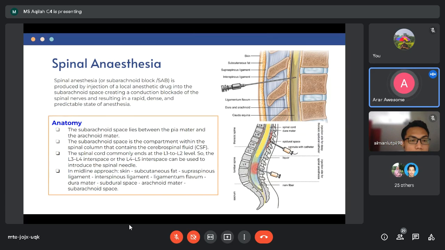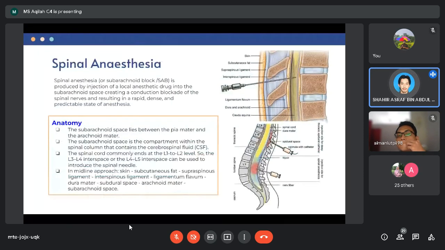So we inject at the L3 to L4 interspace or L4 to L5 interspace to prevent puncturing the spinal cord. In the midline approach, there are certain layers we pass when we inject the anesthetic: first the skin, then subcutaneous fat, supraspinous ligament, interspinous ligament, ligamentum flavum, dura mater, subdural space, arachnoid mater, and then we reach the subarachnoid space.